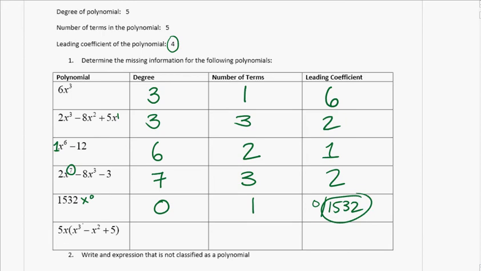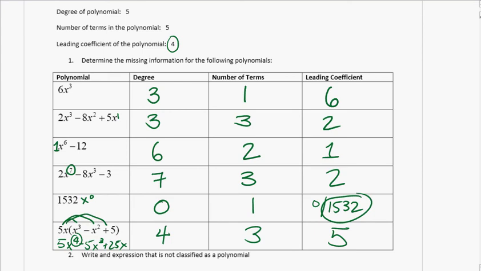And then this, it's kind of hard to see because you have a multiplication problem. So in order to really figure out the degree of the polynomial, we need to distribute. So this is 5x to the 4th minus 5x cubed plus 25x, and that's where I evaluate. So this is 4, because that's the largest exponent, 3 terms with 5 as the leading coefficient.